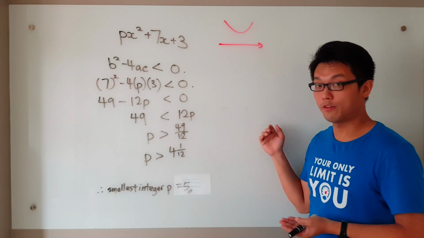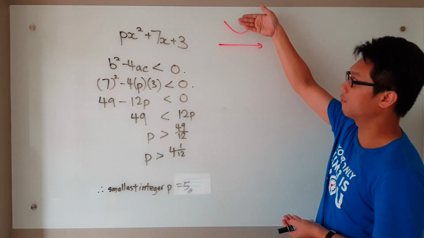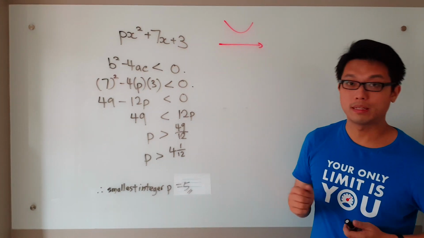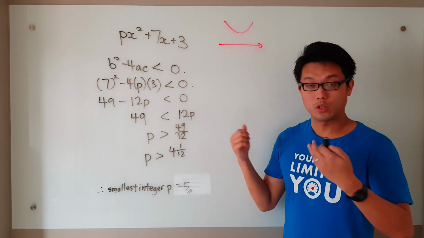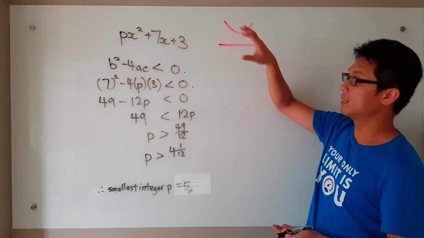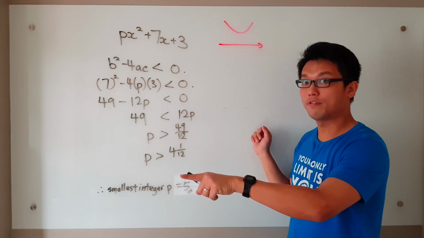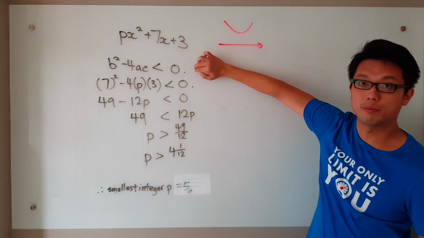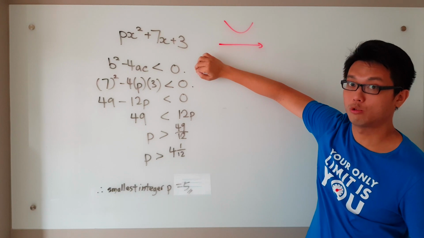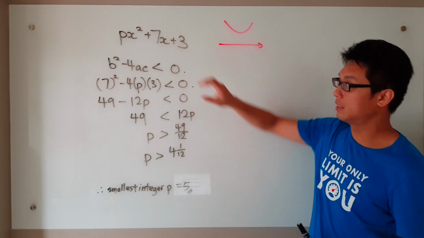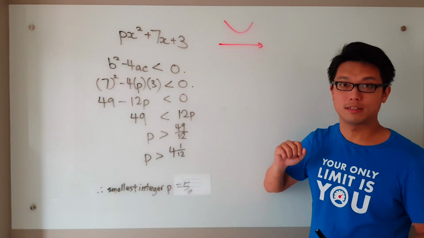Conversely, if you wanted an always negative question, then this graph will be here instead. In either case, it will not be touching the x-axis. It will not have any real roots. Therefore, when we say it's always positive or always negative, the next thing we need to think of is that we have the discriminant less than 0 because there's no real roots. From there, we solve and we get the answer. This is the main key ingredient.